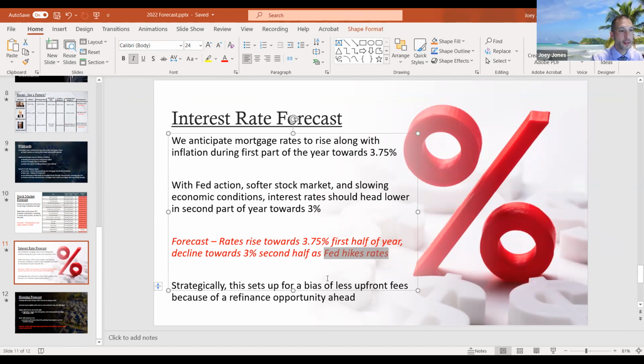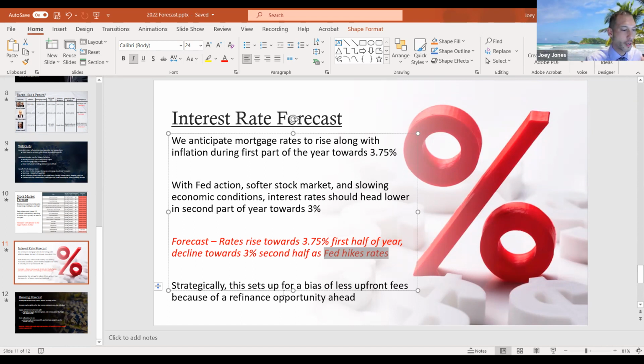And this is where I was talking about this sets a bias for less upfront fees because of refinance opportunity ahead. Do not pay points. Do not pay single premium mortgage insurance, because I'll be calling you in 18 months max and we'll be refinancing you, and there's no reason to do so. Hell, you could potentially just do a lender credit. Just like you can buy down your rate with discount points, you can get a lender credit.